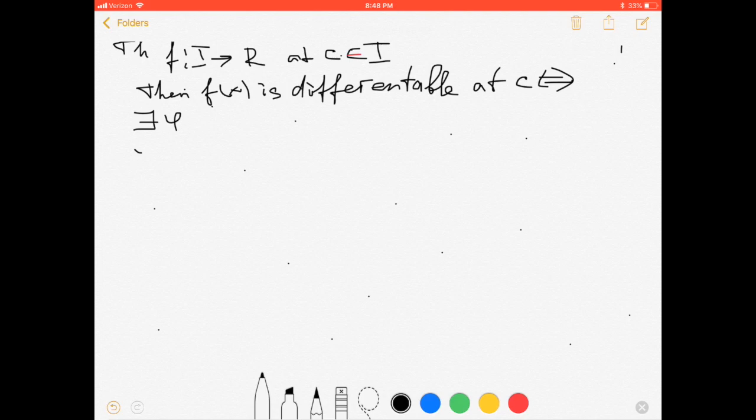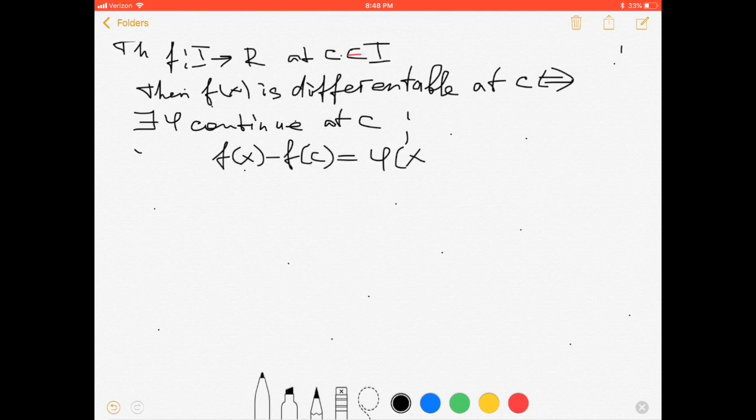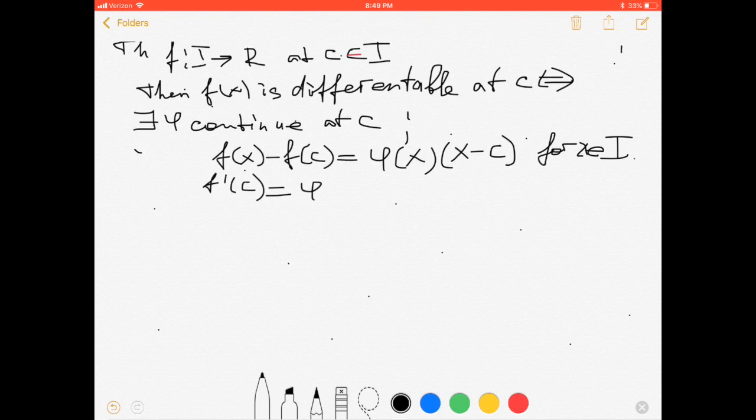a function phi, continuous at point c, such that the difference between f(x) and f(c) we can rewrite as the product of our function phi(x) times (x minus c), for x from our interval I. In this situation, the derivative of your function f at c will be the value of your function phi at c.